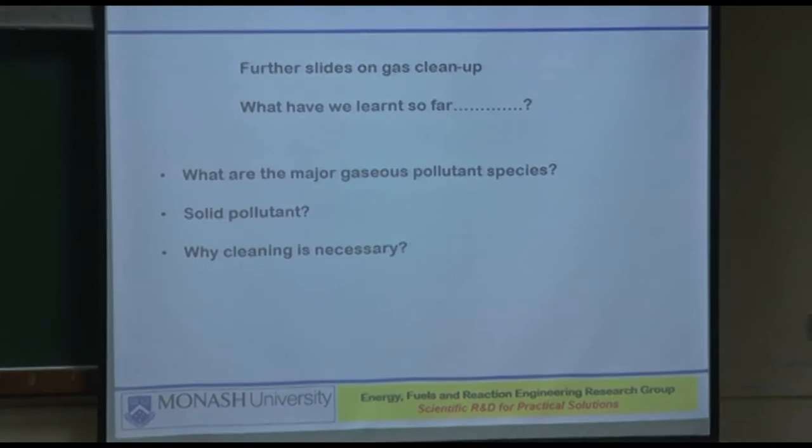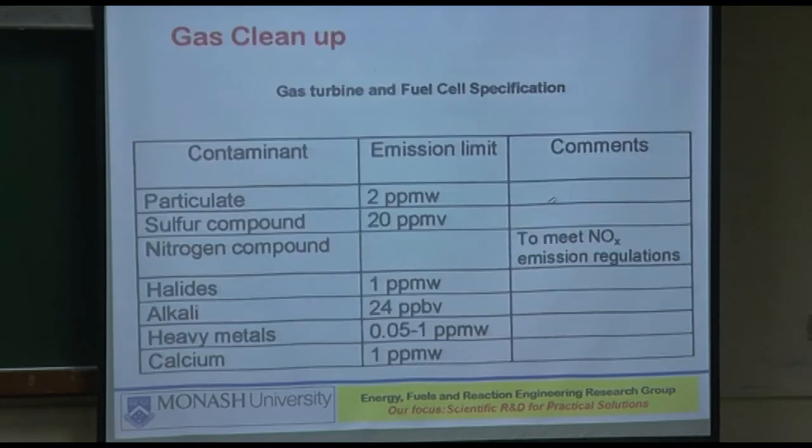So then the solid pollutants are essentially the particles coming from the ash, and the ash results from, as we heard before, the minerals in the coal. So you need to sequentially identify that. So that's the solid pollutant, and you have very well articulated the need for cleaning, gas cleaning, and what are the major gas pollutant species. We have seen all of these things before.